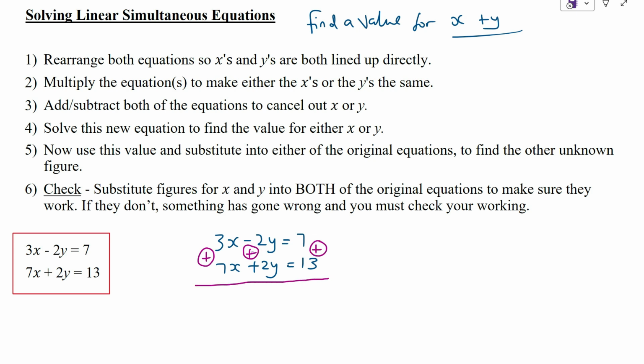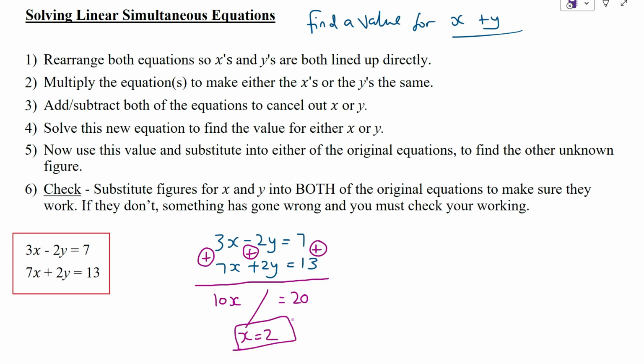So now we're going to apply this to all terms. So 3x plus 7x is 10x. This is 0, so it cancels out. 7 plus 13 gives us 20. So you can see now, using this method, we are now able to work out a value for x. Okay, so 10x is 20, x equals 2.